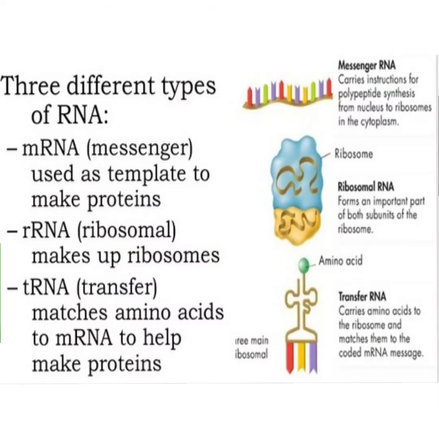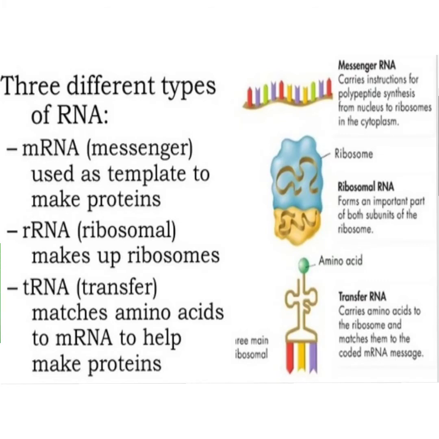Now, the structures. Messenger RNA is usually linear. It has a template to make proteins and carries the instructions for the polypeptide synthesis from the nucleus to the ribosomes in the cytoplasm. The ribosomal RNA makes up the ribosomes, which consist of a larger subunit and a smaller subunit, and forms an important part of both the subunits of the ribosomes.